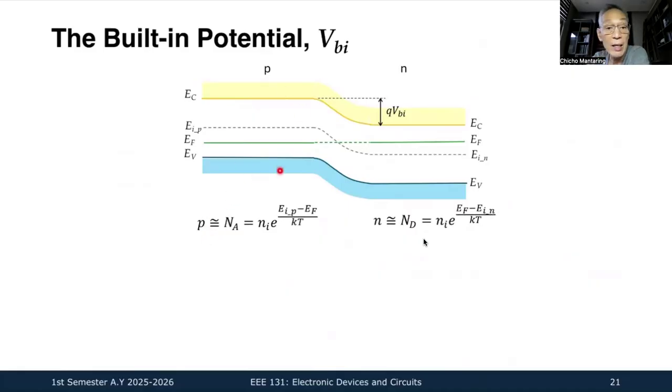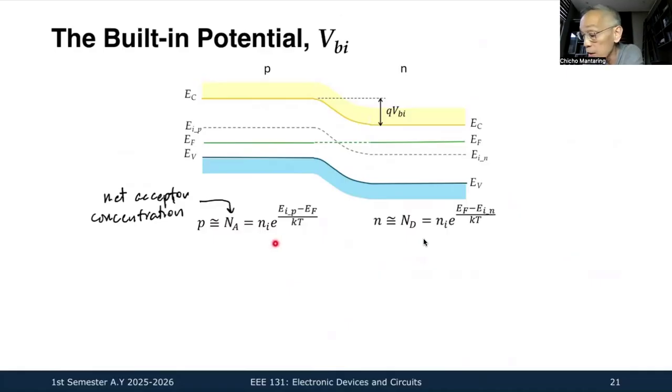P, the hole density here, is approximately equal to Na. Remember, Na, I said, is the net acceptor concentration. I just want you to take note of that. So P is approximately equal to Na. We're assuming that there's total ionization.